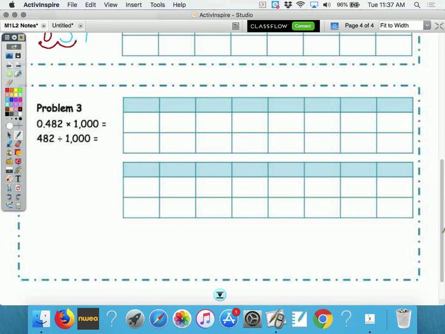So this is times 1,000 and divided by 1,000. That's the only difference. Okay? Should I be super large? So this time we're starting with the decimal number, 482 thousandths. Go ahead and write that down.